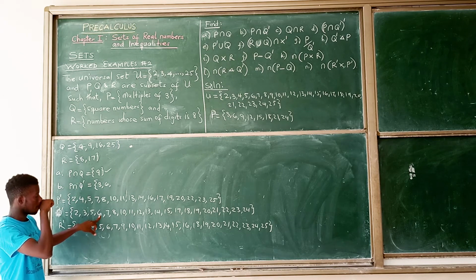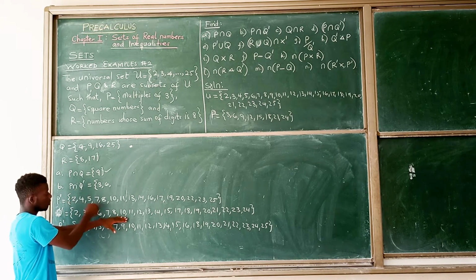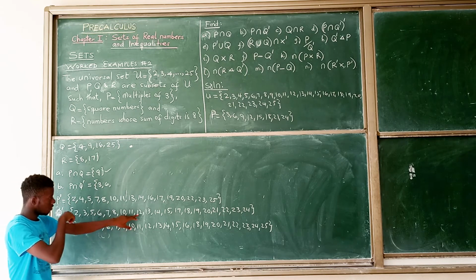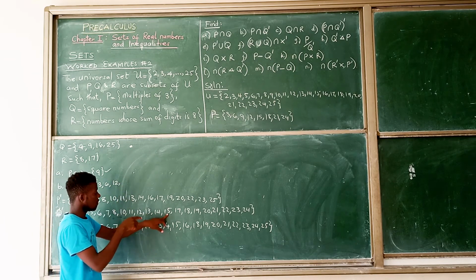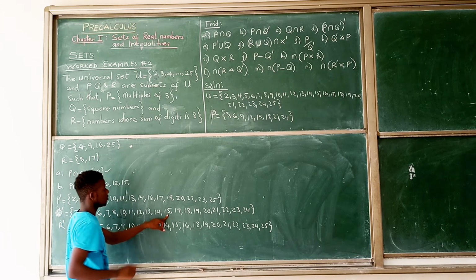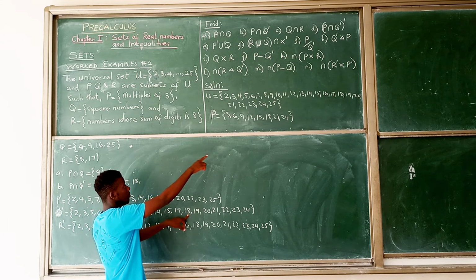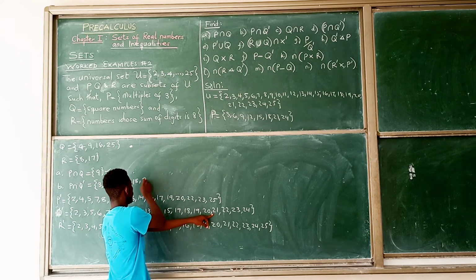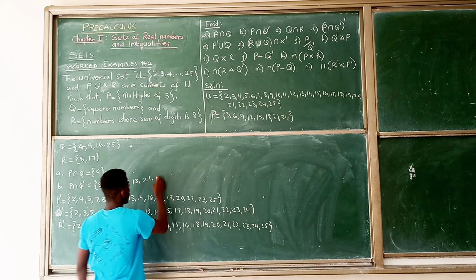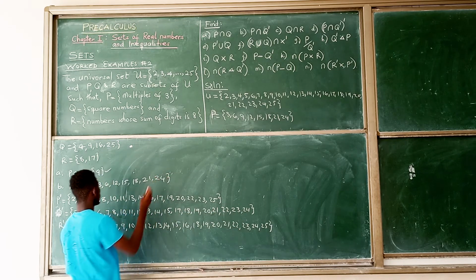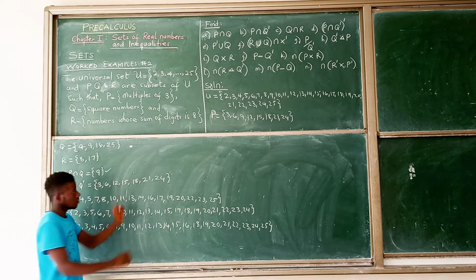We see 9 and 9 is not here, so it's not part of the intersection. We see 12 and we see 12. So 12 is part of the intersection. We see 15 and 15 is here. So 15 is part of the intersection. We are seeing 18. 18 is also here. In set P, we have 21 and 21 is here, so it's part of the intersection. And we have 24 and 24. So 24 is part of the intersection. So the intersection of P and Q complement are these elements.